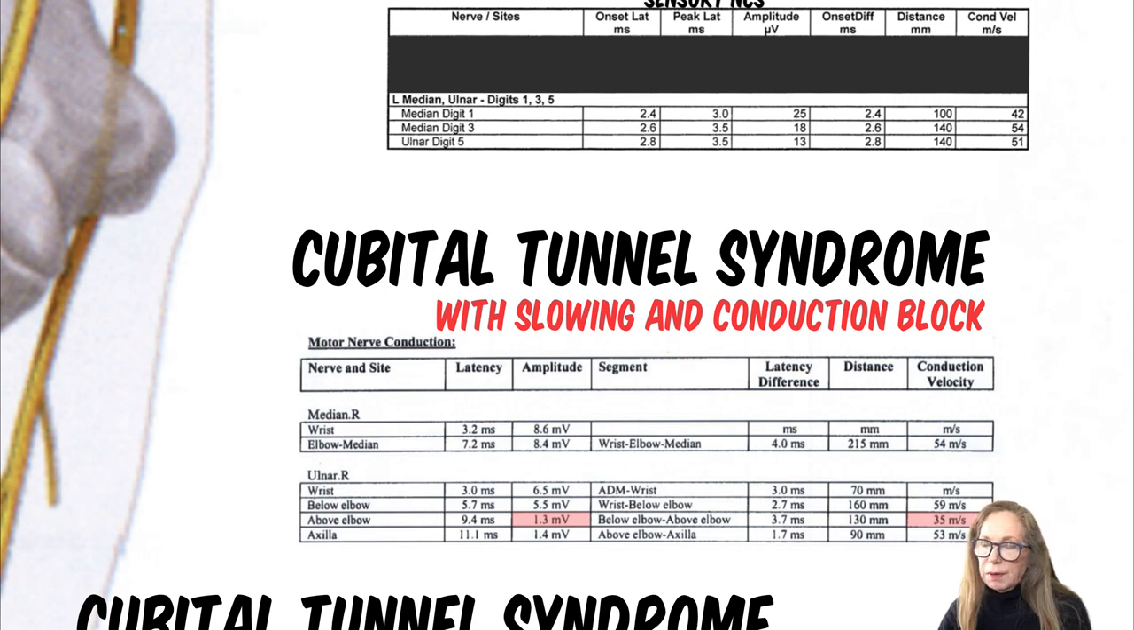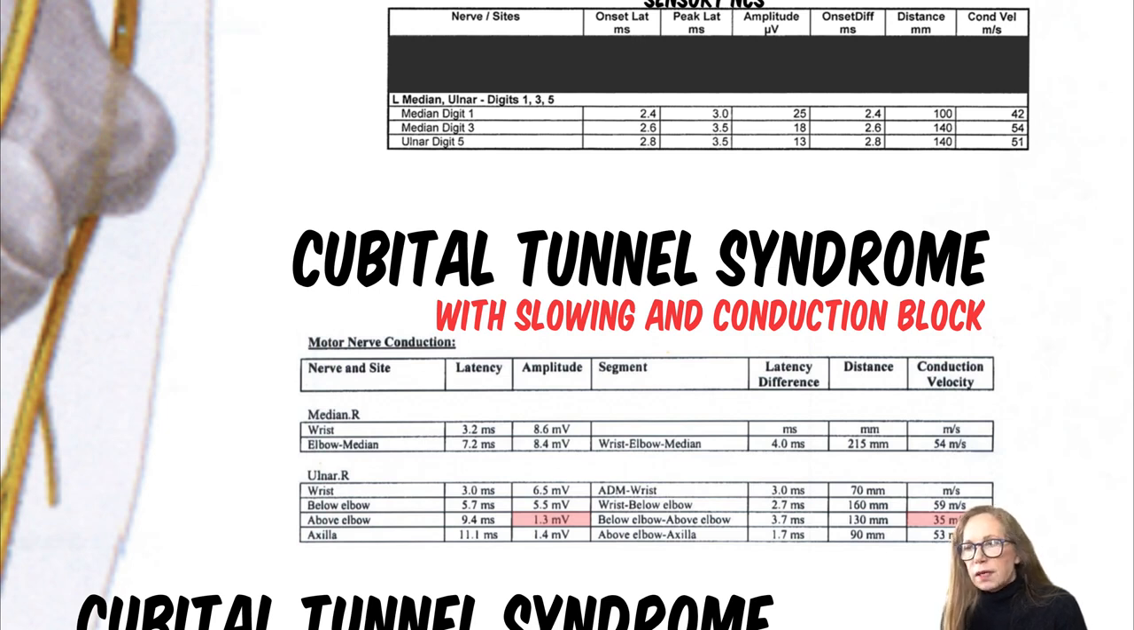And you can see the numbers are pretty good. 6.5 is on the plateau, but when you stimulate above this concerning potential for cubital tunnel, the only axons this patient can get at is represented by the 1.3. So 1.3 is definitely less than half of 6.5. So this is by definition a conduction block.